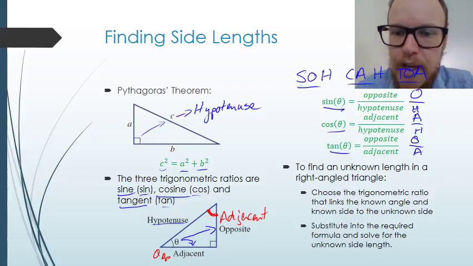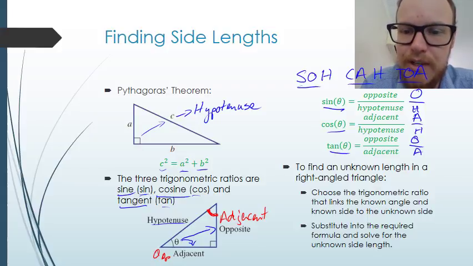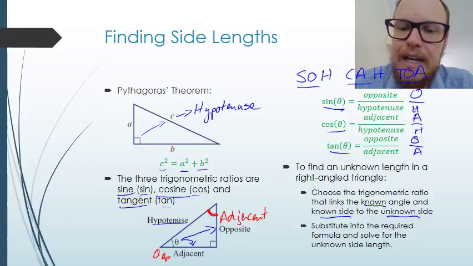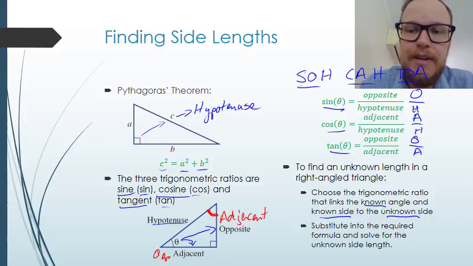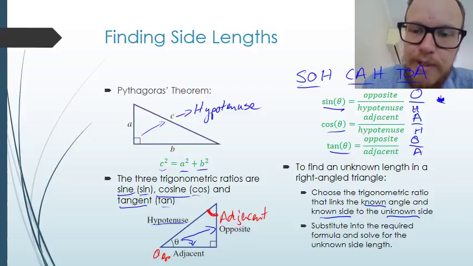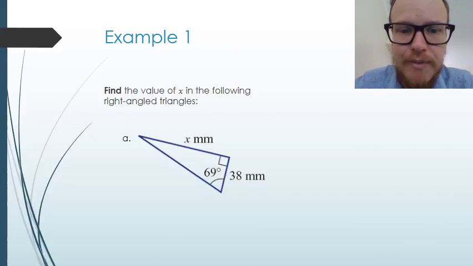So to find an unknown length in a right-angled triangle, we need to do a couple of things. We choose the trigonometric ratio that links the known angle and the known side to the unknown side. So if I know the angle, and the known side is the opposite side and the unknown side is the hypotenuse, the ratio linking the opposite side and the hypotenuse is the sine function. So I would use the sine function to work that question out. Then we substitute into the required formula, the ones above, and then solve for the unknown side. Let's have a look at some examples now.